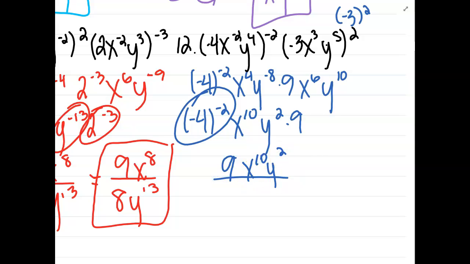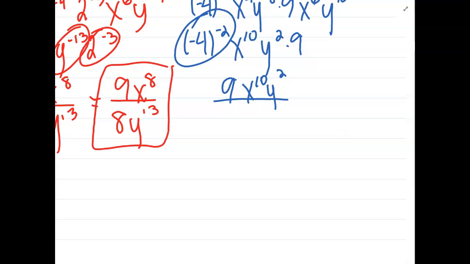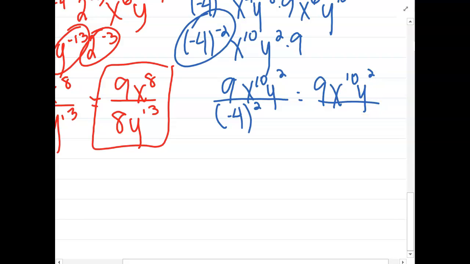That stuff's going to stay in the numerator, not going to move that. Now, the negative 4 has a negative exponent, so you're going to move that base to the denominator. But the base doesn't change. That negative 4 is going to stay a negative 4. What changes is a negative 2. The negative 2 becomes a positive 2. And then my very, very last step, 9x to the 10th y squared, that's going to stay the same. But negative 4 squared, negative 4 times negative 4 gives me a positive 16.